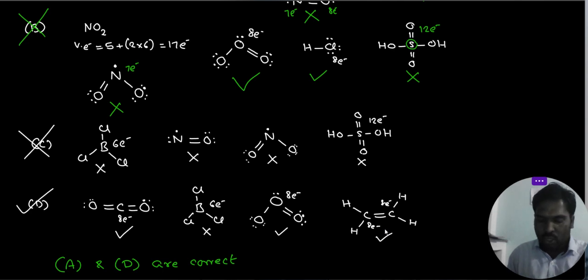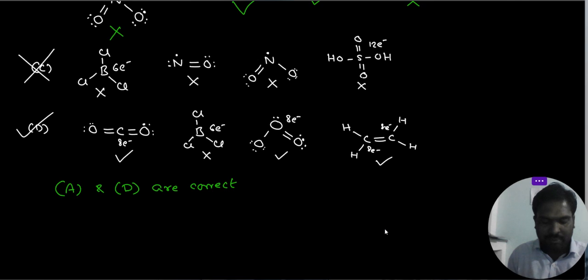So this option B is wrong. Now moving to C: boron trichloride, NO, sulfuric acid. Boron trichloride, trigonal planar shape. So around the boron, 3 bond pairs, 6 electrons, not obeying the octet rule. NO, already we discussed, odd-electron particle. NO2, yes, it is an odd-electron particle, not obeying the octet rule. And sulfuric acid, already we discussed, around the sulfur 6 bond pairs means 12 electrons. It is not obeying the octet rule.